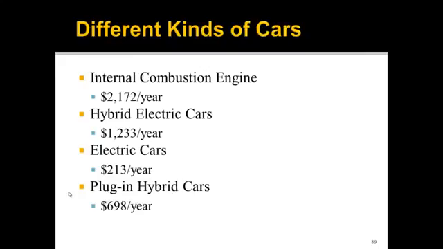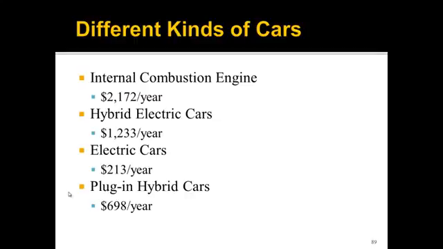So let's summarize here. We can see that the internal combustion engine is by far the most expensive, then the hybrid electric car is the next most expensive, then the plug-in hybrid, and then the electric car. Now, this isn't always going to be the case for all electric cars, hybrid cars and internal combustion cars. It really depends on the specific car that you look at. But in general, this is mostly true.